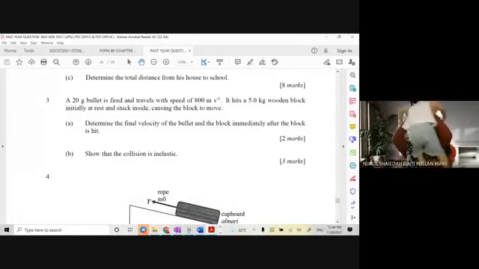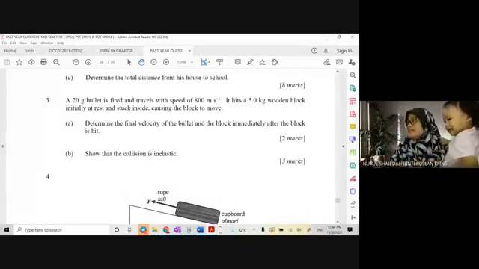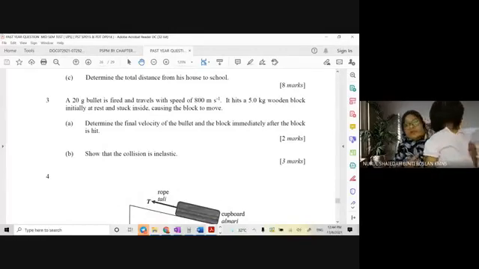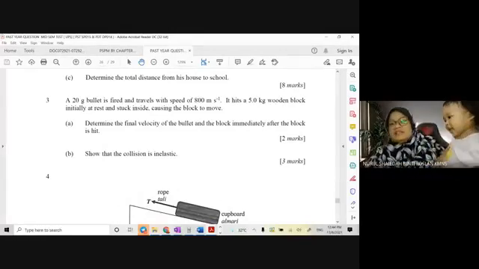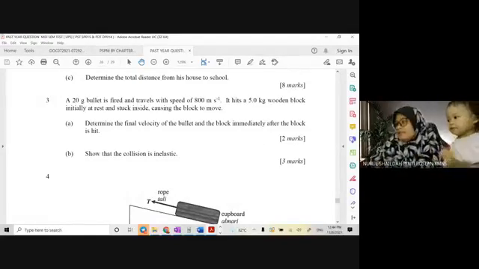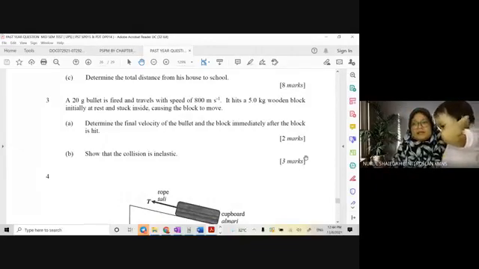Okay. Dan yang ini yang saya kata kena guna kinetic energy ni, yang 3 markah ni. Show the collision is elastic or inelastic. So kalau awak nak show dia inelastic, you kena buktikan bahawa kinetic energy tu adalah tak sama. Kinetic energy initial tak sama dengan kinetic energy final. So 3 marks. So 5 markah tahun lepas. Dia tanya determine final velocity for bullet and block immediately after the block is hit.